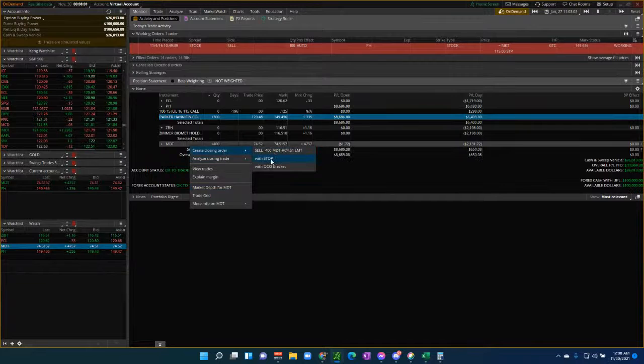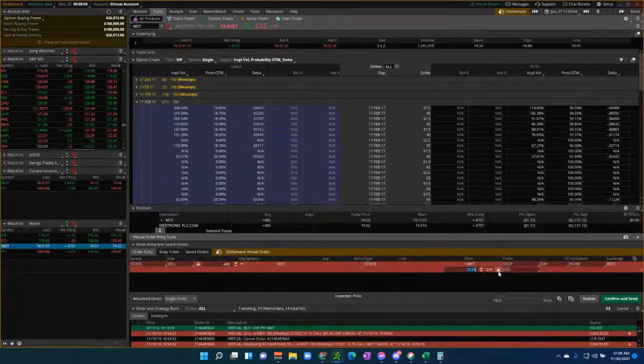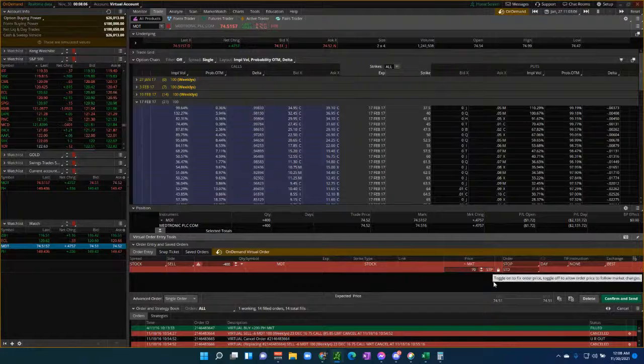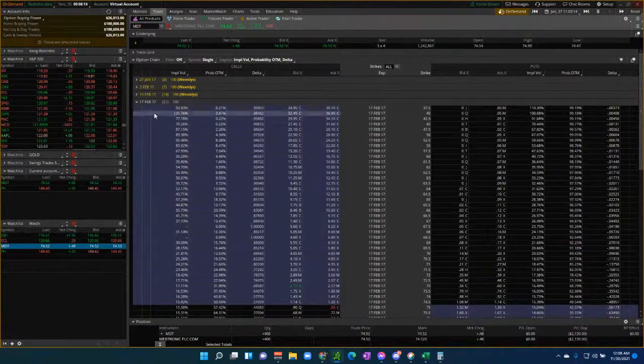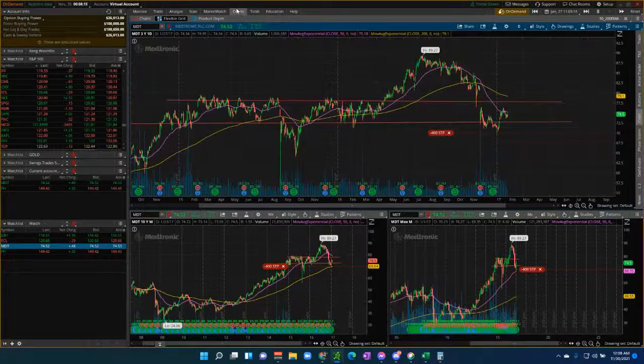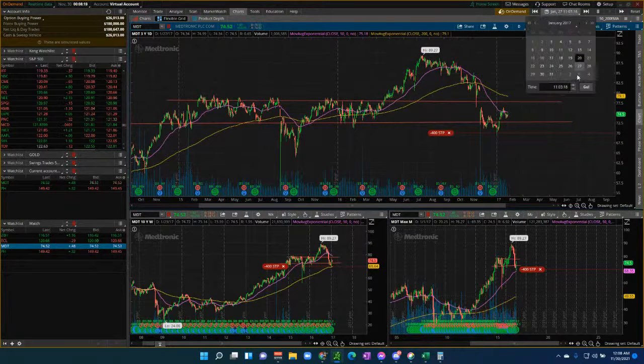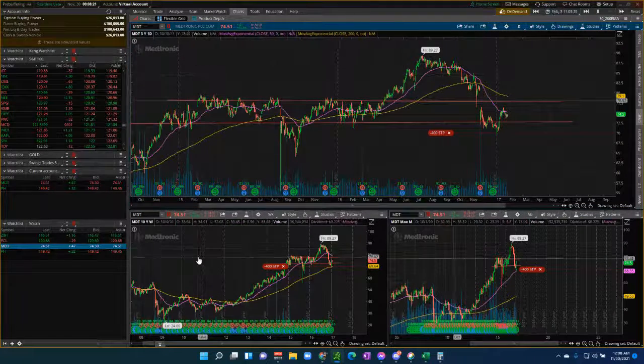Let's put a stop order in place. 70. Now let's hope that this time it just keeps going. It just goes. It just rockets. It just moons. Goes to Mars, Jupiter, Pluto. All right.